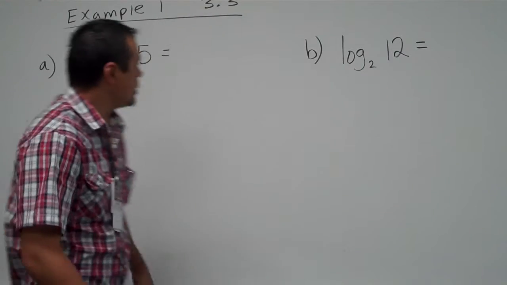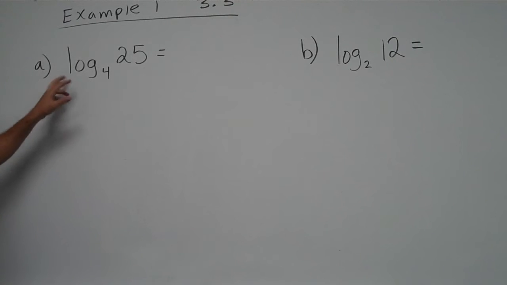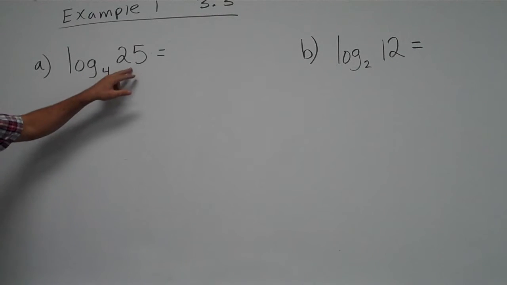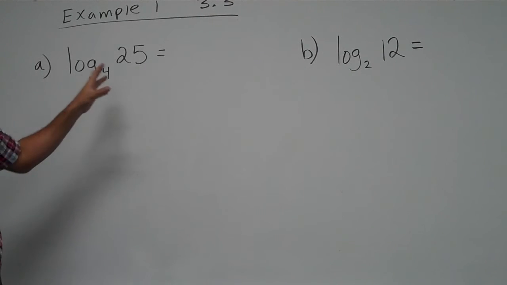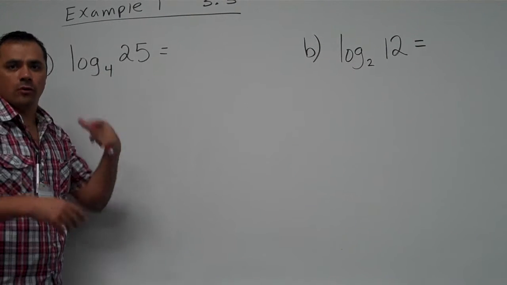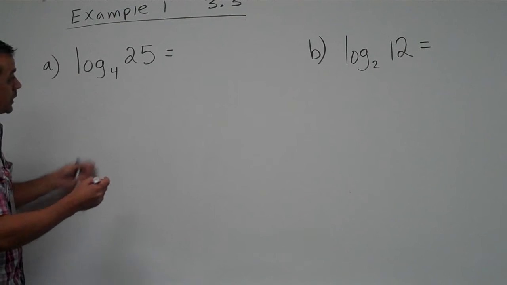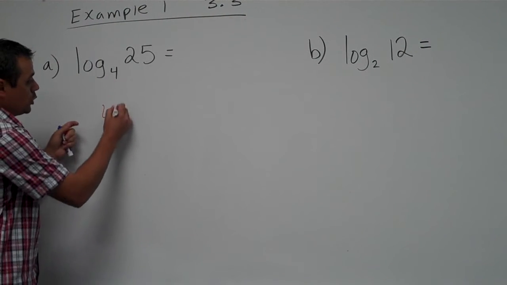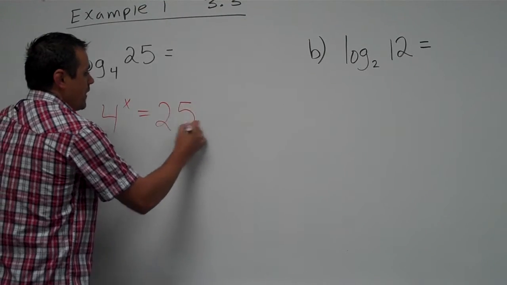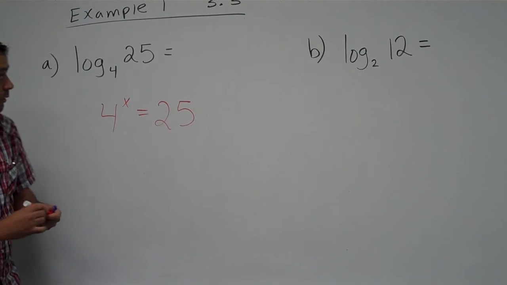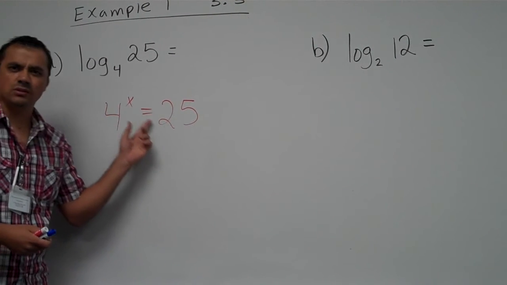If you notice over here on the left, we have part A of example number 1 from your book. This one says the log base 4 of 25 is what? Well, we have a problem here, because from the previous section, in exponential form this means 4 to some number, which we don't know, is 25.